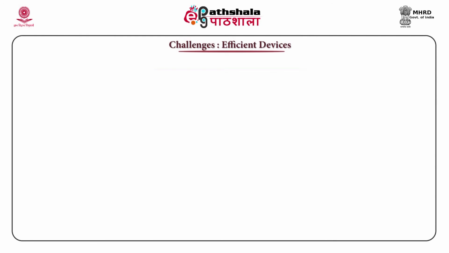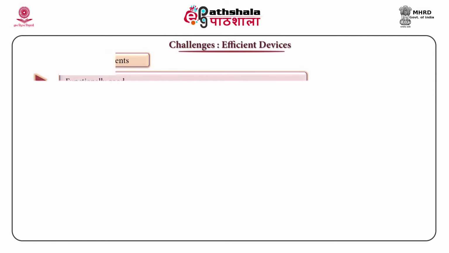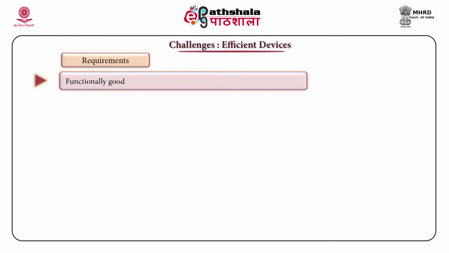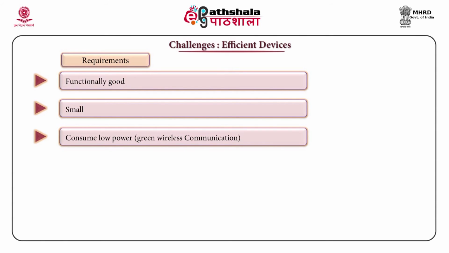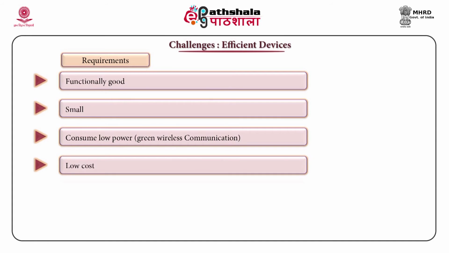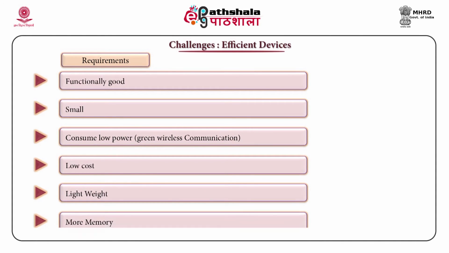The first one is efficient hardware. What do I mean when I say efficient hardware? The first requirement is that it should be functionally good. The second is that it should consume less power. Third, it should be of low cost. It should be lightweight. I am carrying it from one place to another place, so weight should be less.